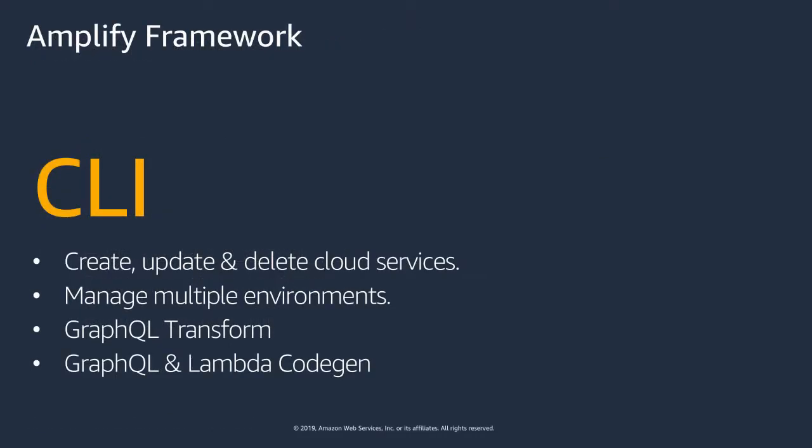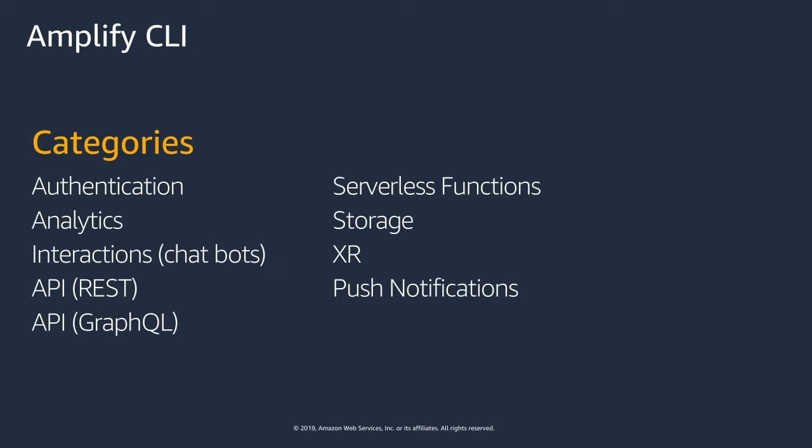So with the CLI, you can create, update, and delete cloud services. You can manage multiple environments. And I talked about the GraphQL and the Lambda code generation. The categories that the CLI supports right now are authentication, analytics, interactions. You can actually see all of them here. We have use of all of them, of course, but the most popular are API, GraphQL and REST, serverless functions, storage, and authentication.